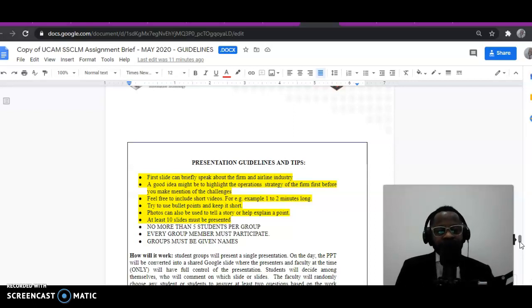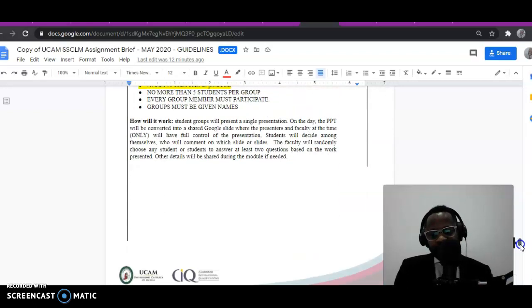So how would it work? For this presentation, this time around, we are going to use Zoom. A Zoom link will be shared, of course. Each student will do a short part of the presentation. You have 10 minutes, and that 10 minutes has to be shared among you all. So that's how we will do it on the particular day or days.